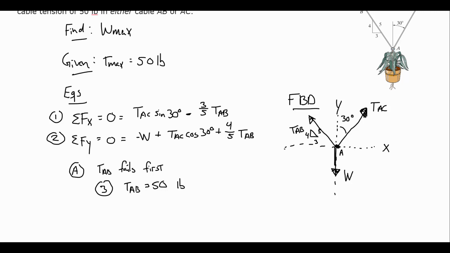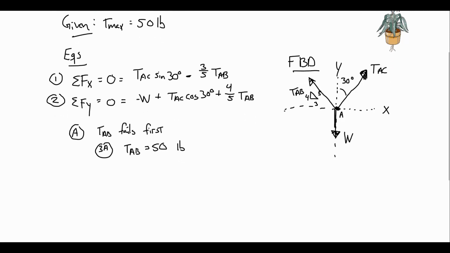Now, if I look at equations 1, 2, and 3, actually I'll call this 3A so that we don't confuse it later. So equations 1 and 2 are true because they must be true. We're in static equilibrium. 3A is only true if TAB is actually the one that fails first, and that's what we are going to be testing. So equations 1, 2, 3A, I have three unknowns, and now I have three equations, so this is a solvable system.